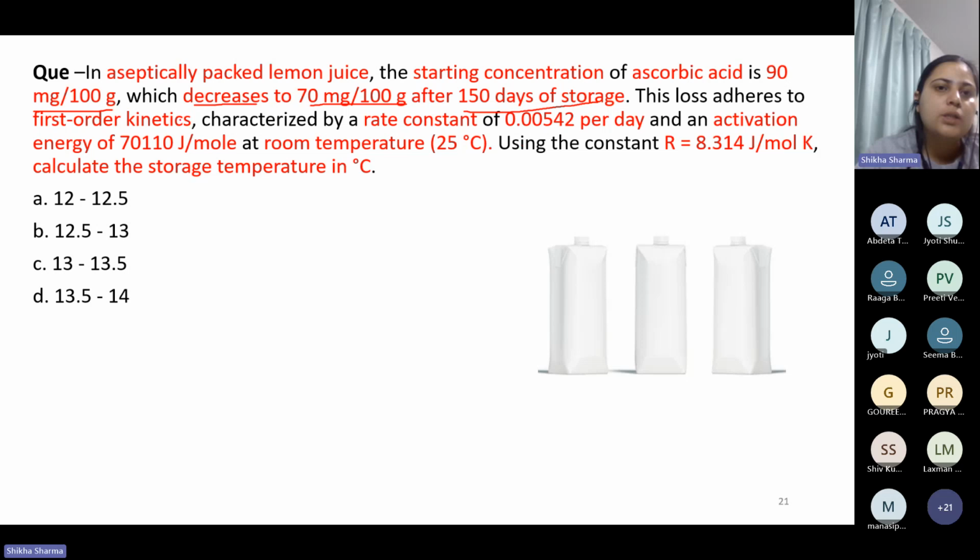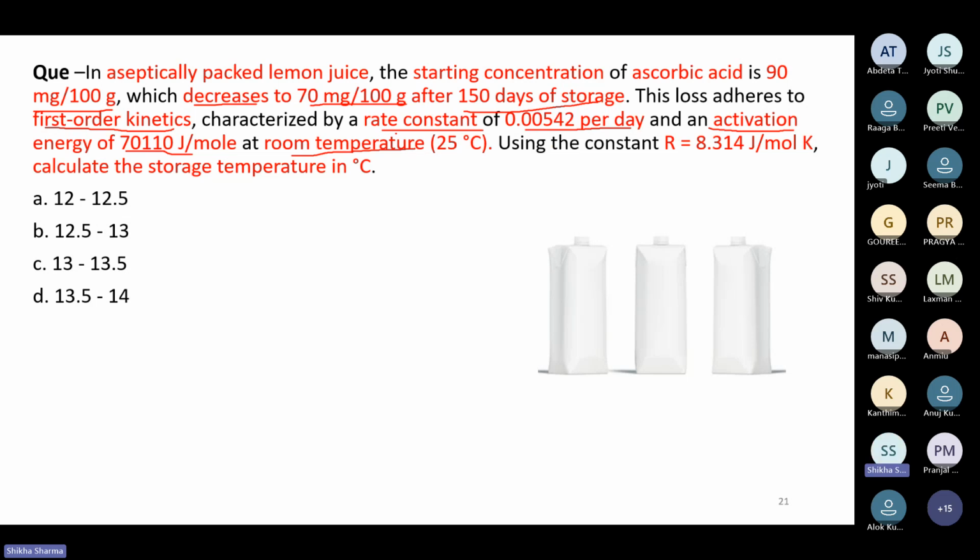This loss adheres to first order kinetics, characterized by a rate constant of 0.00542 per day and an activation energy of 70,110 joule per mole at room temperature, 25 degrees Celsius. Using the gas constant R equals 8.314 joule per mole per Kelvin, calculate the storage temperature in degrees Celsius.